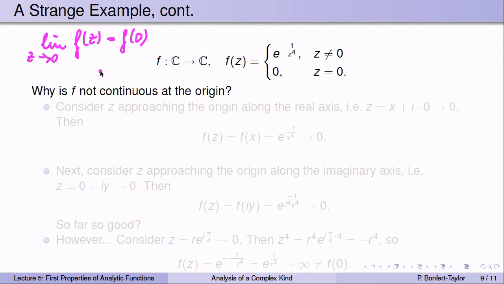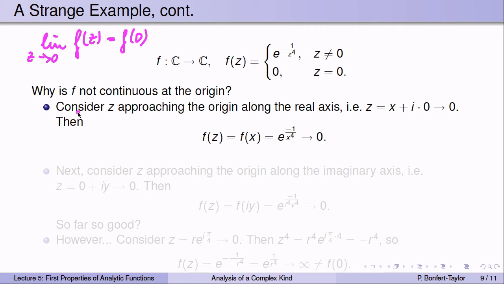So we need to look at what happens as z approaches 0. What happens to f of z? Does the limit exist? And as always, we're going to look at z approaching the origin along some standard ways, along the x-axis, along the y-axis, and so forth. Let's start with z approaching the origin along the real axis. So z is of the form x plus i times 0, so no imaginary part. And letting that go to 0 means x is going to go to 0.